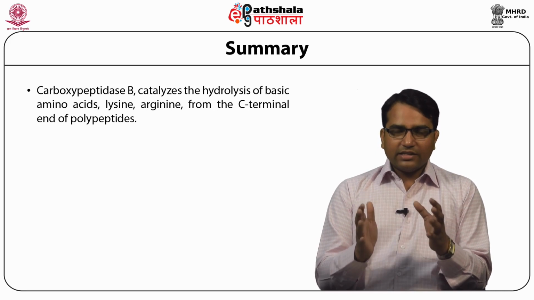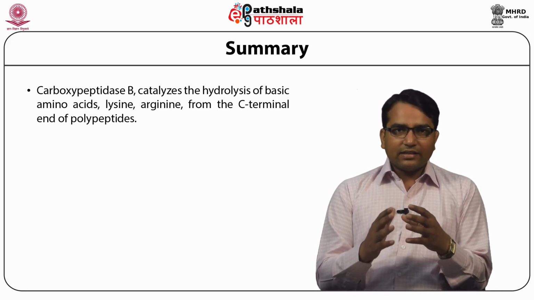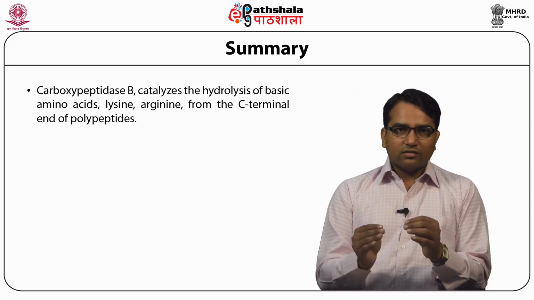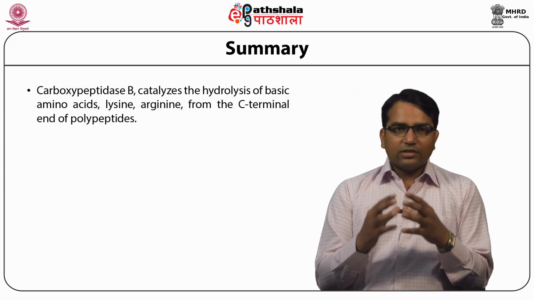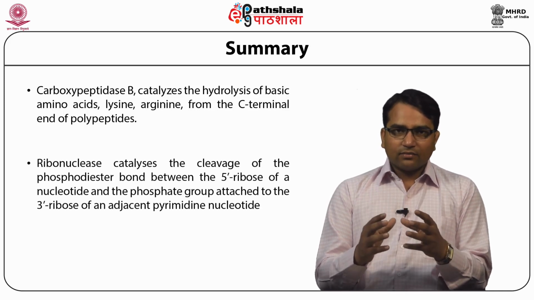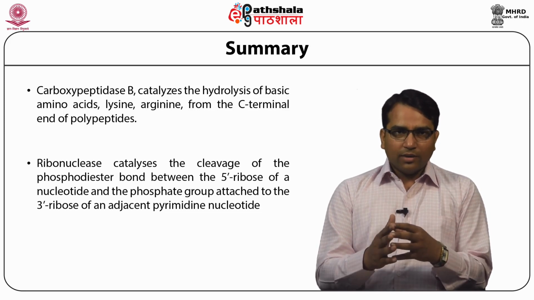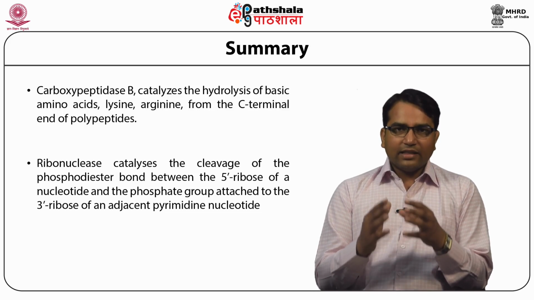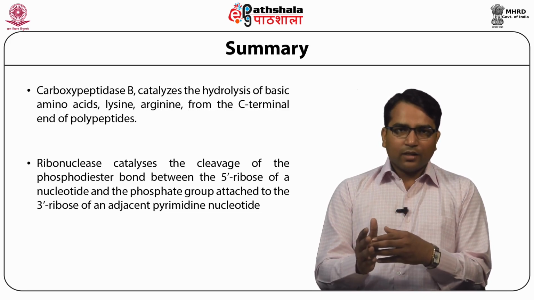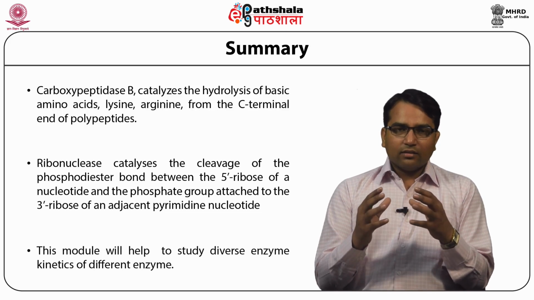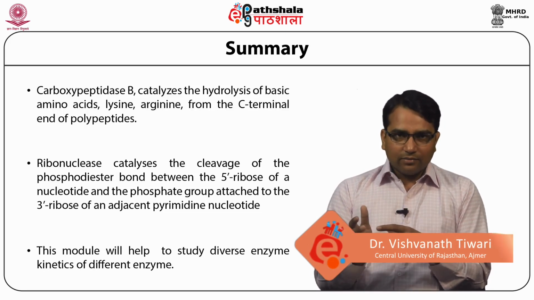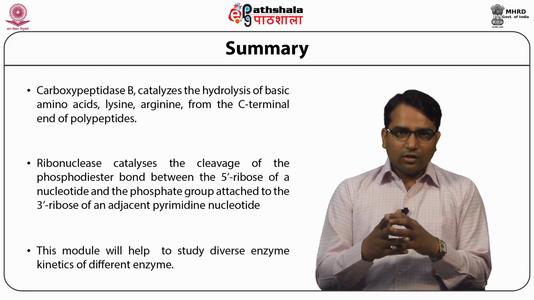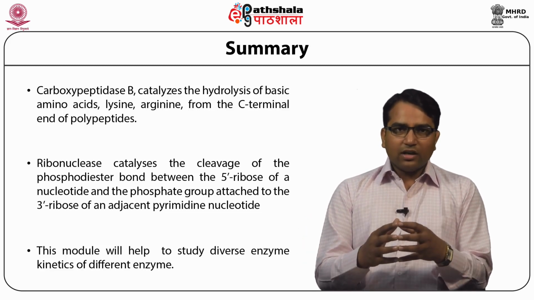Carboxypeptidase B is basically a type of carboxypeptidase. It catalyzes hydrolysis of basic amino acids such as lysine and arginine towards the C-terminal end of the polypeptide. We also saw that ribonuclease catalyzes cleavage of the phosphodiester bond between the 5' ribose of a nucleotide and the phosphate group attached to the 3' ribose of an adjacent pyrimidine nucleotide. In this way, this module explains the diverse enzyme kinetics of different enzymes, their specificity, and their efficiency. These three enzymes are very important for the survival of human beings.